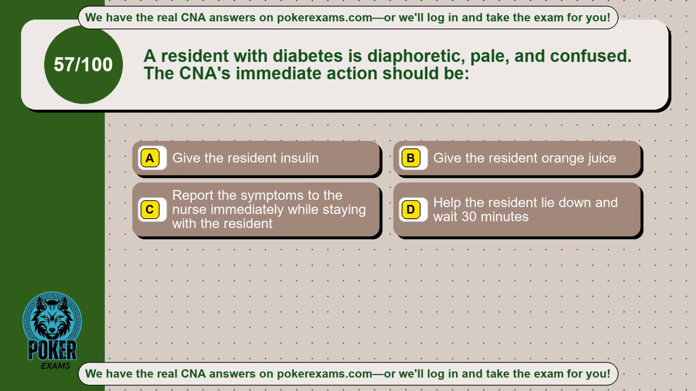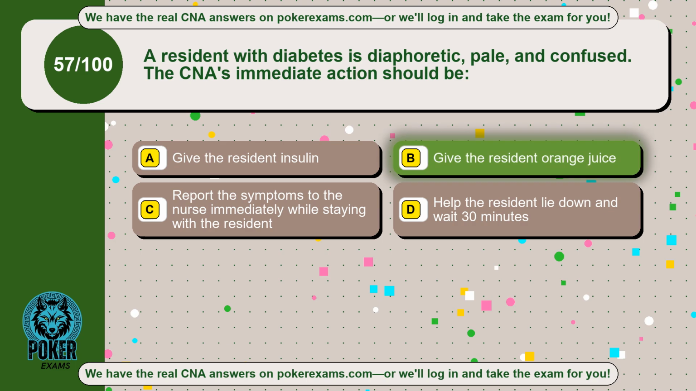Question 57. A resident with diabetes is diaphoretic, pale, and confused. The CNA's immediate action should be: Option A, give the resident insulin. Option B, give the resident orange juice. Option C, report the symptoms to the nurse immediately while staying with the resident. Option D, help the resident lie down and wait 30 minutes.